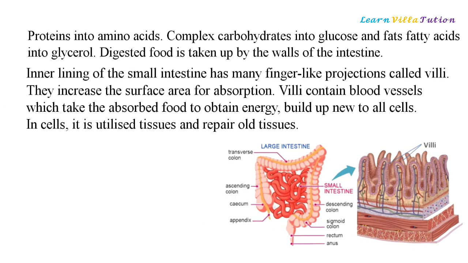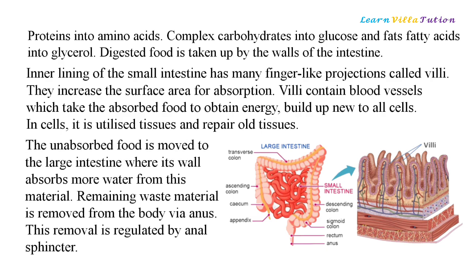The inner lining of the small intestine has many finger-like projections called villi. They increase the surface area for absorption. Villi contain blood vessels which take the absorbed food to all cells. In cells, it is utilized to obtain energy, build up new tissues and repair old tissues.